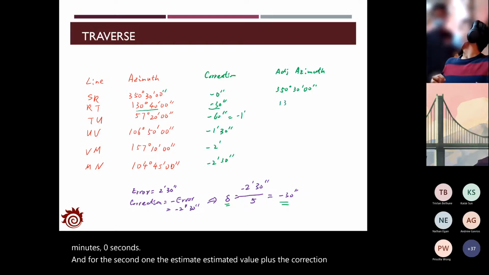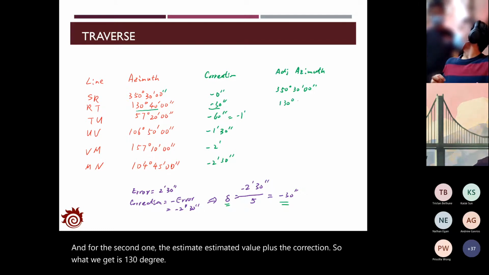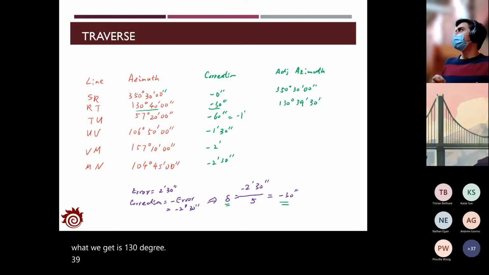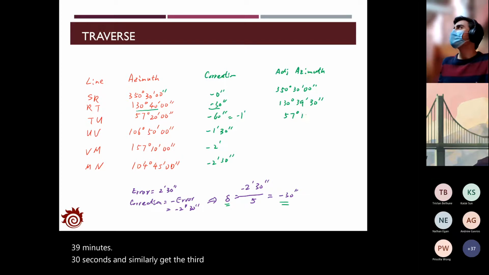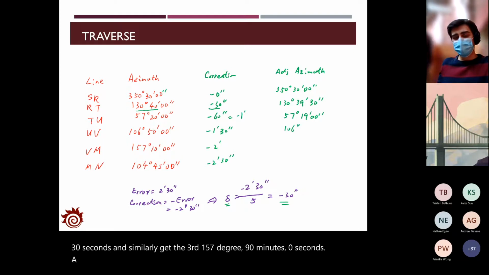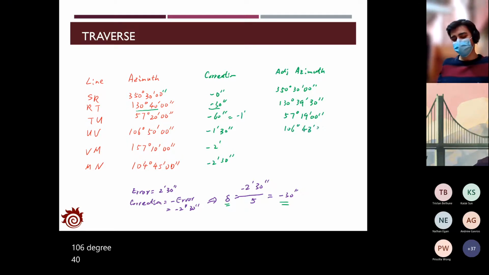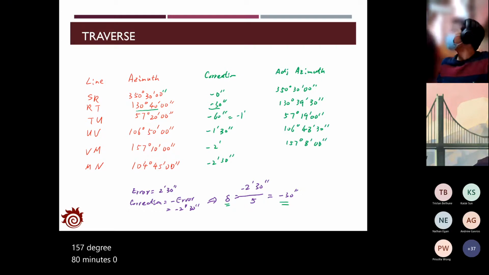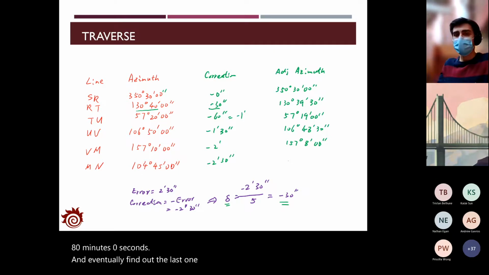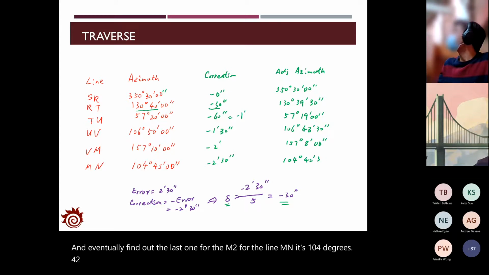So what you get is 130 degrees, 39 minutes, 30 seconds, and similarly the third one, 57 degrees, 90 minutes, 0 seconds, then 106 degrees, 48 minutes, 30 seconds, then 157 degrees, 8 minutes, 0 seconds, and eventually the last one, for the line MN, is 104 degrees, 42 minutes, 30 seconds.